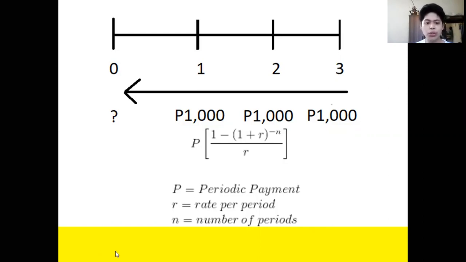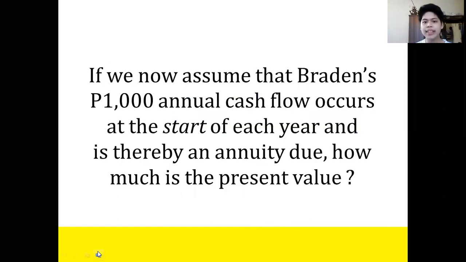Let's now go to the second scenario. Okay, second scenario. If we now assume that the 1,000 annual cash flow occurs at the start of each year. So ito naman ang hinihingi, what if at the start of each year, and is thereby an annuity due? How much is the present value?